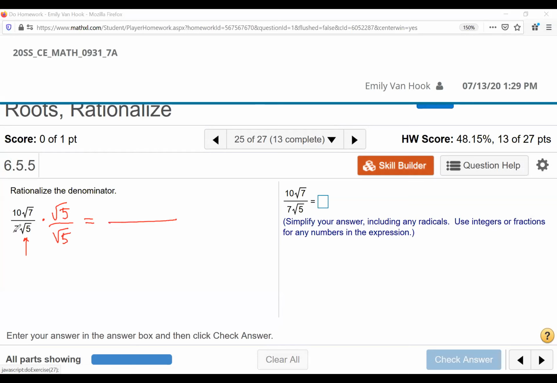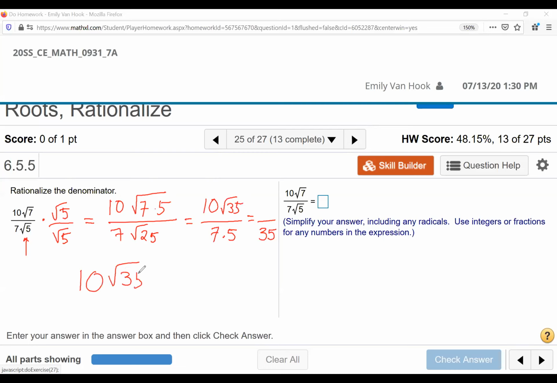In the denominator, 7 square root of 5 times square root of 5 is really 7 times the square root of 25, which is 7 times 5, which is 35. So I have 35 in the denominator. In the numerator, we have 10 square root of 7 times square root of 5. That becomes 10 times the square root of 7 times 5, which is 10 times the square root of 35. So here's where we are. We have 10 square root of 35 over 35.